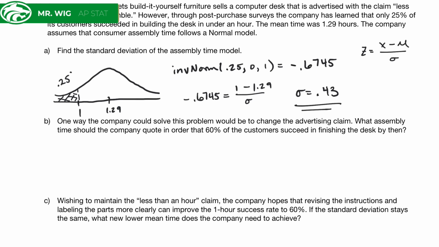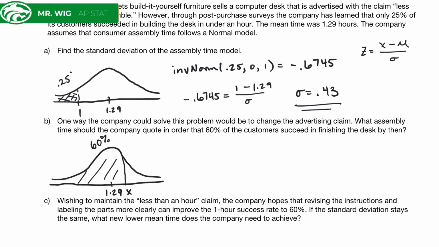Part B. This part says that one way the company would want to solve the problem would be to change the advertising claim. What assembly time should the company quote in order to say that 60% of the customers finish the desk by then? And so they're asking us to change the X value, right? So here's my mean. We're still at 1.29. The question is, 60% is over half of the area. So there's a value here such that if I can find this area, we want to say that 60% of people finish it under whatever time.